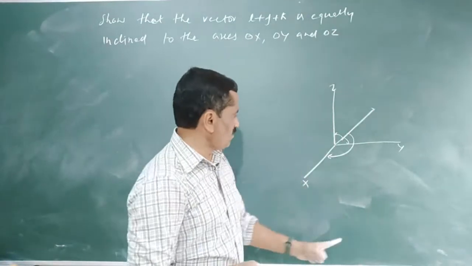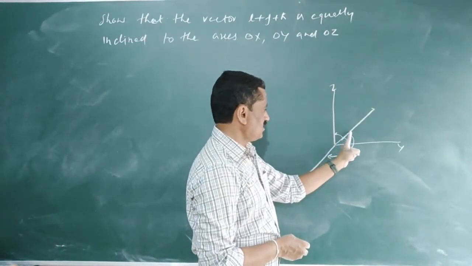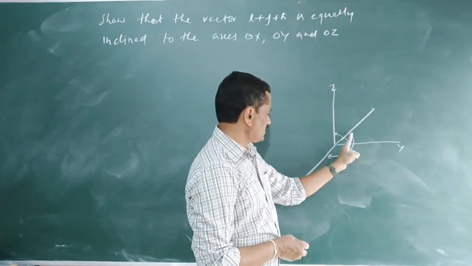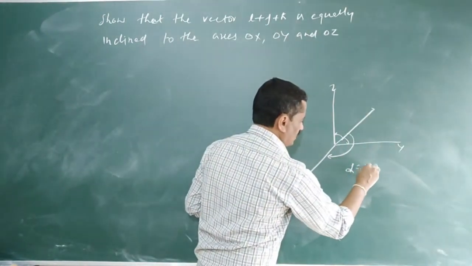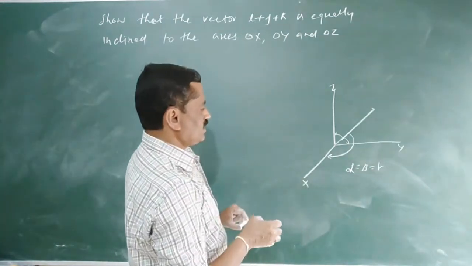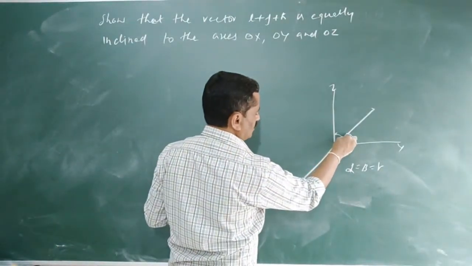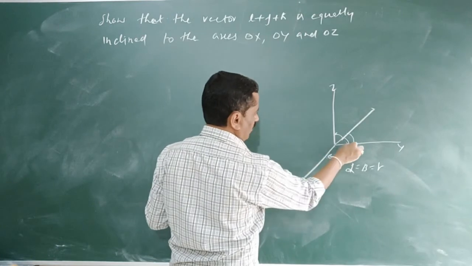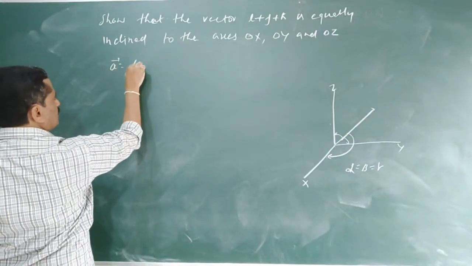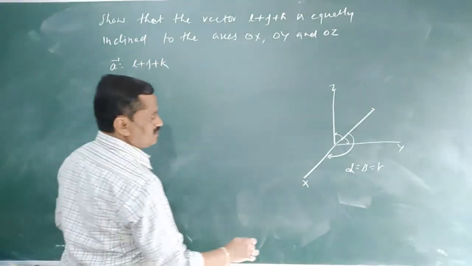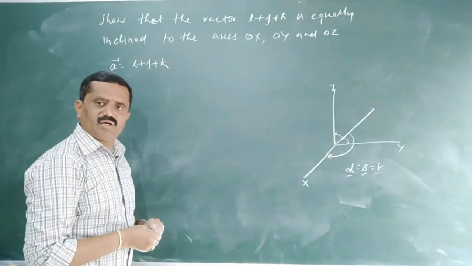Children, remember, to show that it is equally inclined, we should show that this vector has the same angle with each axis. That is, we must prove that alpha is equal to beta is equal to gamma. Then we will say that the angle made by this vector is the same with the x axis, y axis and z axis. Given that a bar is equal to i plus j plus k, just find alpha, beta, gamma, or we say, find l, m, n.